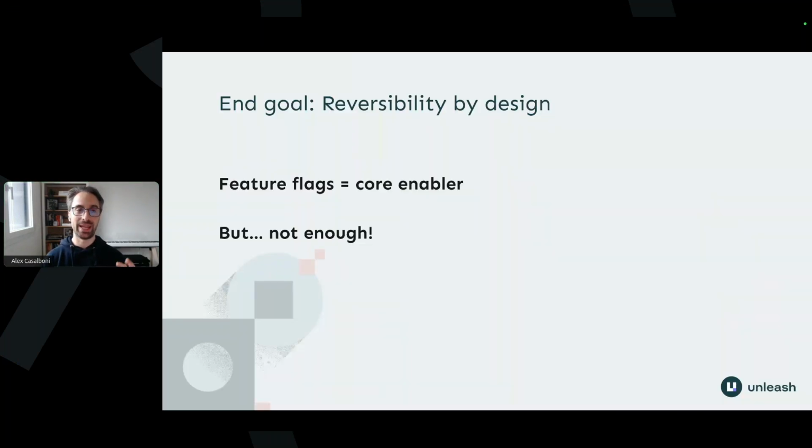So the end goal, all the techniques in this layer 4 are about building reversibility into your system's design. And you probably realize at this point that one of the core components to implement reversibility are feature flags. They're definitely a key enabler from a technical point of view, but we believe that they are not enough. You also need something more. You need culture, you need processes, you need best practices, and a lot more as well.